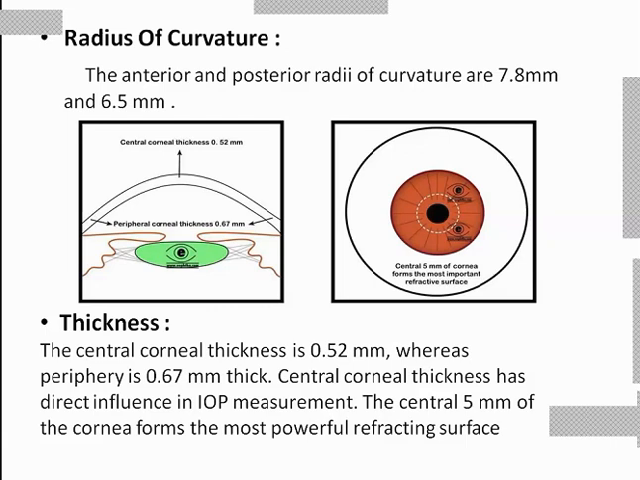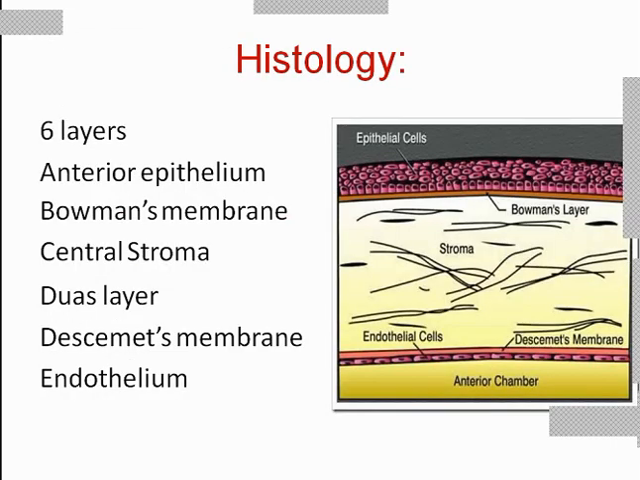So, what about the cornea? How many layers are there in the cornea? Essentially 3 layers. One is the epithelium, the second is the stroma, and the third is the endothelium. Here it's written as 6 layers, but essentially it is 3 layers, because in between, if you separate the epithelial cells and the stroma, there is a layer called Bowman's layer.